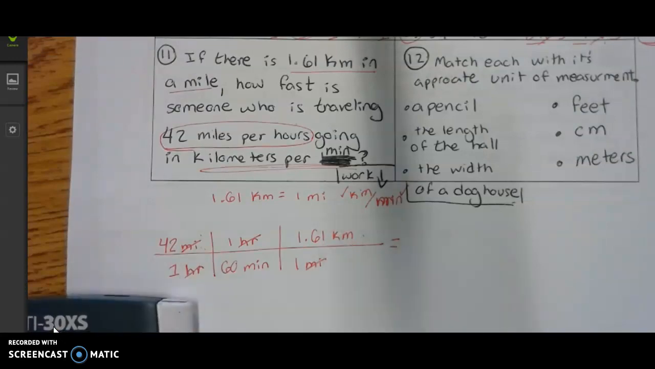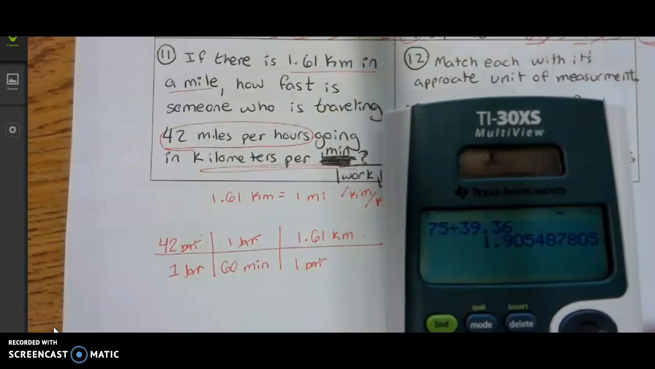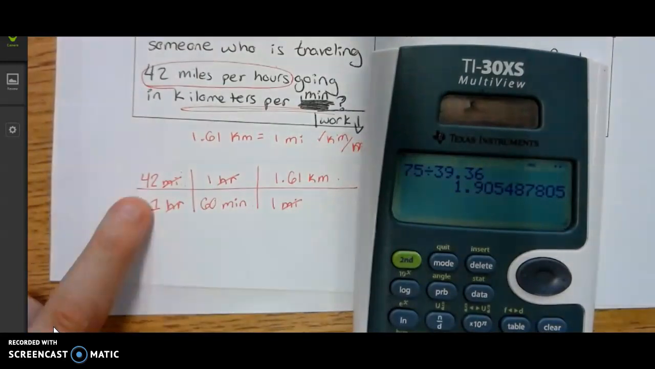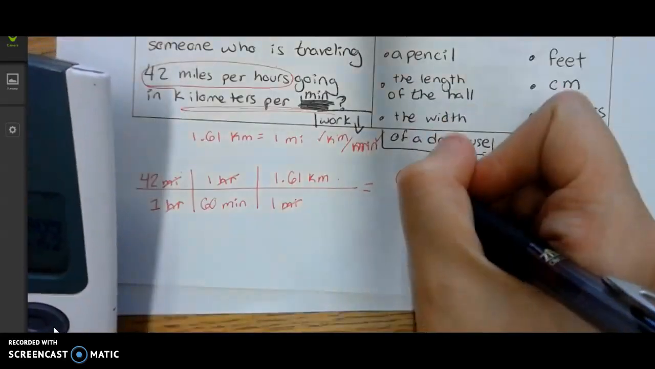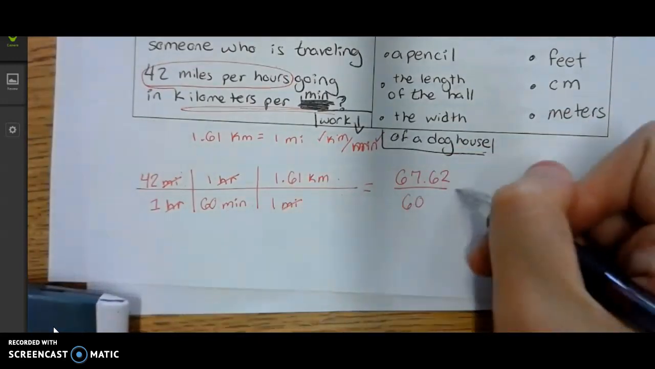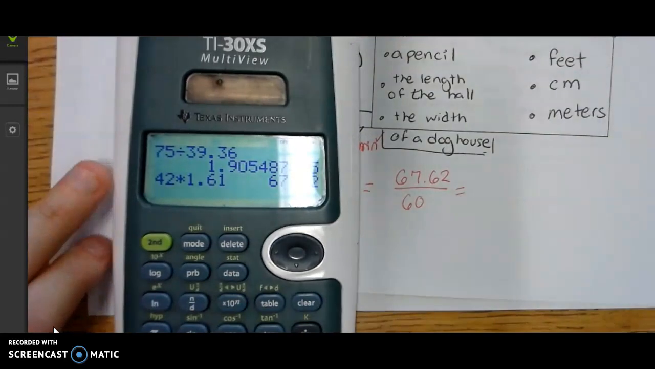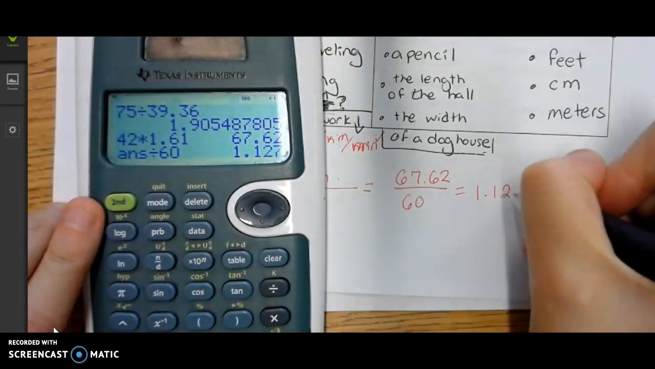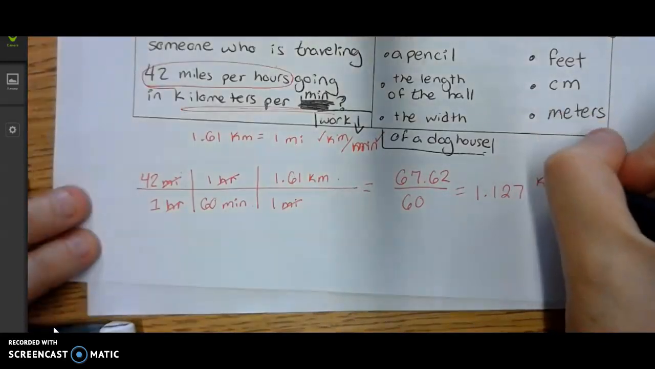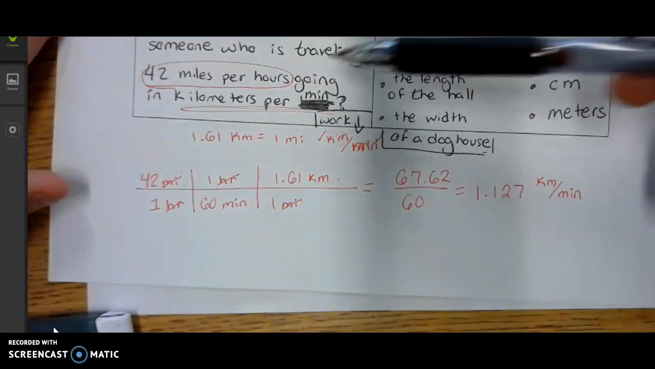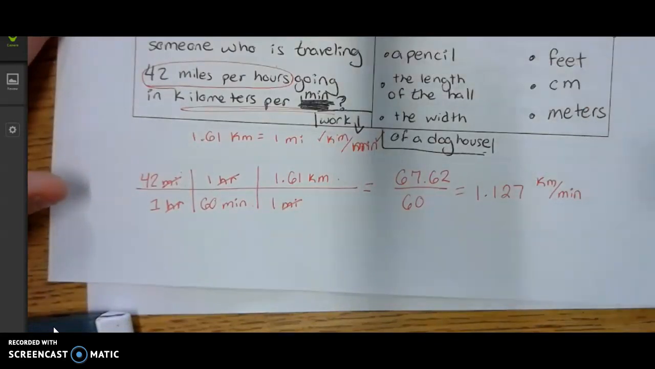So I multiply the top, 42 times 1.61, 67.62. And the bottom is just 60. You can divide that. Divided by 60. So, if we are going 42 miles per hour, we are going 1.127 kilometers per minute.